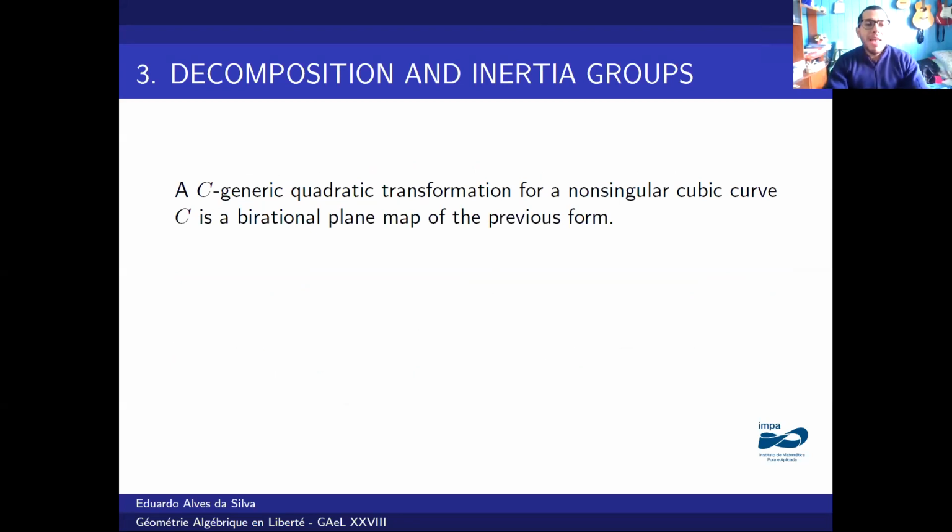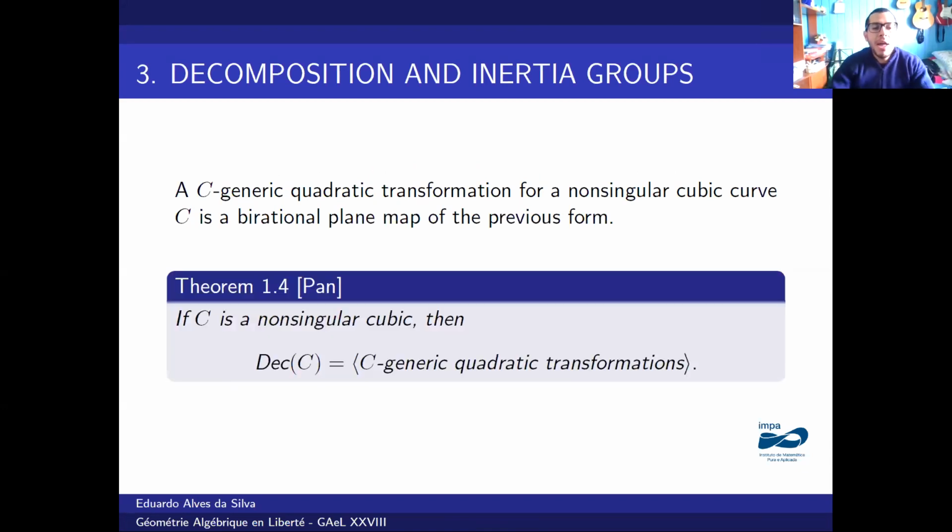And we say that a C-generic quadratic transformation for a non-singular cubic curve is a birational plane map of the previous form. And using this idea, Pan was able to give a description of the decomposition group of a non-singular cubic. This theorem says that this group is generated by the C-generic quadratic transformations.